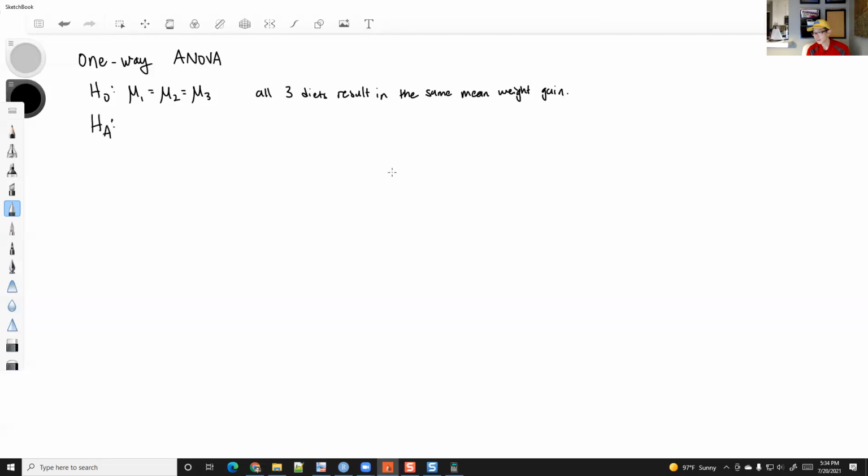And then the alternative is non-directional, and we're just going to say that at least one of the diets has a different mean weight gain.